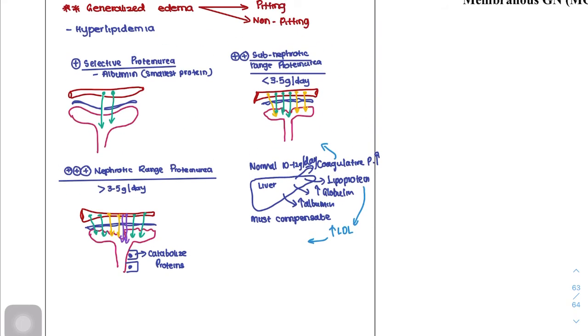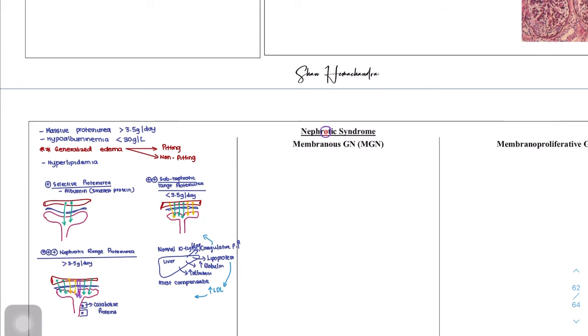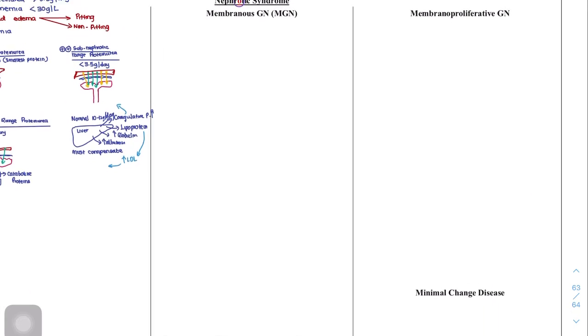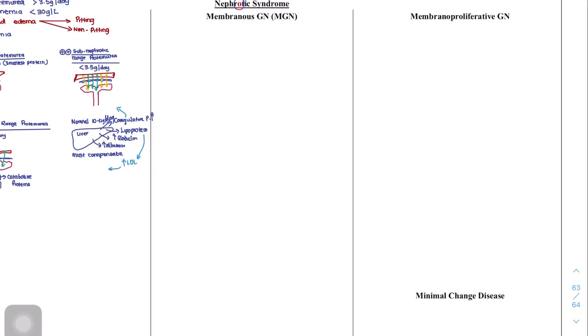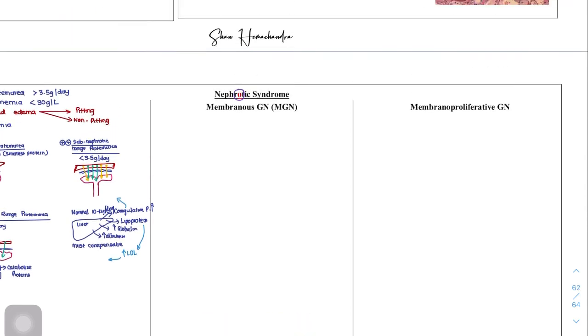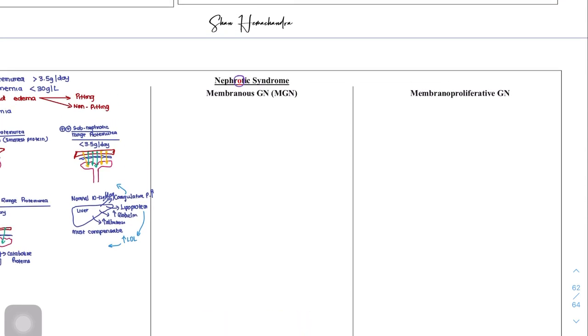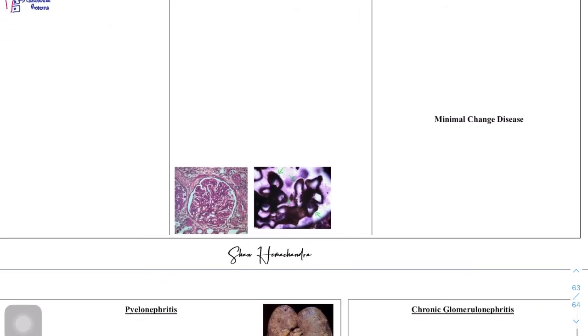And we will learn several types of nephrotic syndrome. One is called Membranous Glomerulonephropathy. The other one is Proliferative Glomerulonephropathy, and minimal change disease. These are the main things that we will talk about. So we'll start off with the first one.